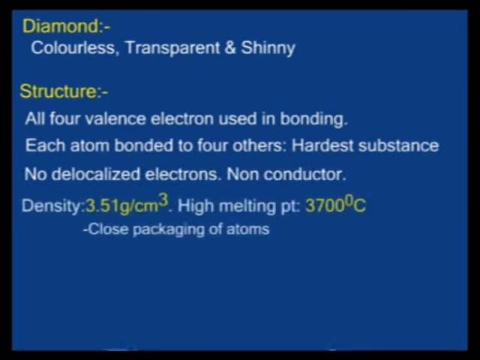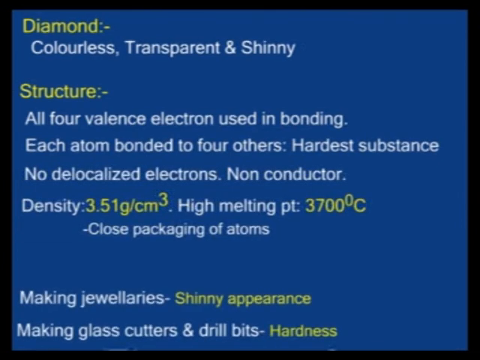Diamond has a density of 3.51 grams per centimeter cubed and a high melting point of 3700 degrees Celsius because of the close packing of the atoms and the strong covalent bonds. Because of the shiny appearance on polishing, diamond is used in making of jewelries. Because of the hardness, it is used in making of glass cutters and drill bits. Diamond is mined in South Africa, Tanzania, and some parts of India.